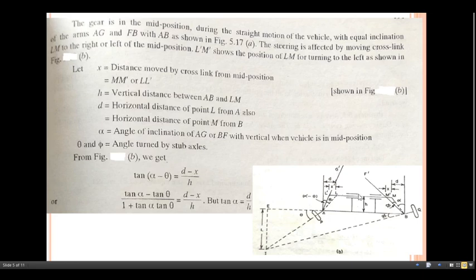So here is the mid position, and the vehicle takes a turn towards either the left side or the right side. Now see here, L dash M dash shows the position of LM for turning to the left, as shown in this figure. And what about the X? This X is nothing but the distance moved by the cross link from the mid position.